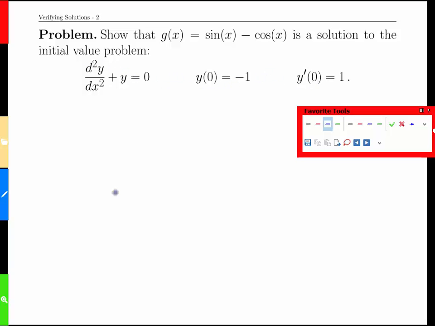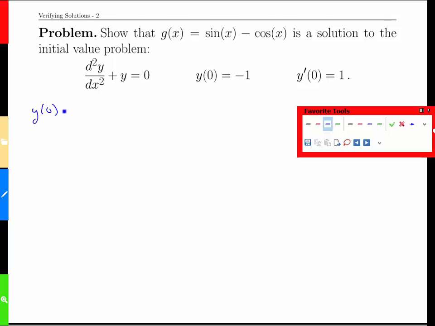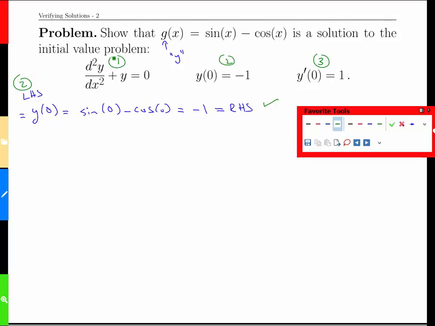So let's try the easy equations first and just make sure that the solution does or does not satisfy the initial values first. In this case, y of 0, this is going to be what we're going to call our y. It's our proposed solution. At 0, we should get a value of -1. Well, we get that with our left-hand side being sine of 0 minus cos of 0, and cos of 0 is 1, and we have a negative up front. That is -1. That's equal to the right-hand side, so we get a check mark for that for equation 2. I'll label all the rest of them here.